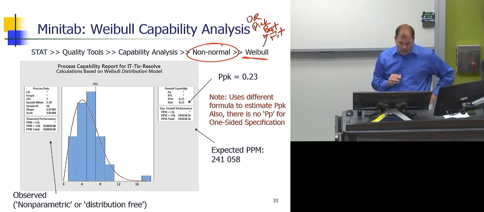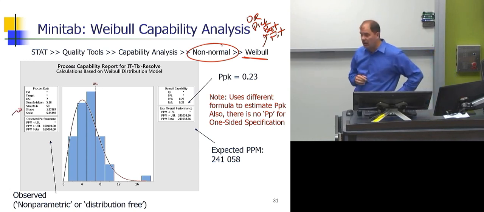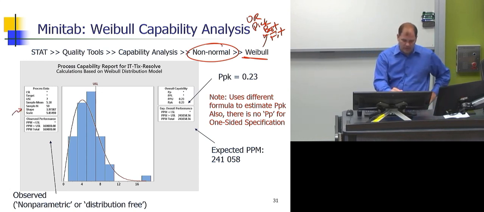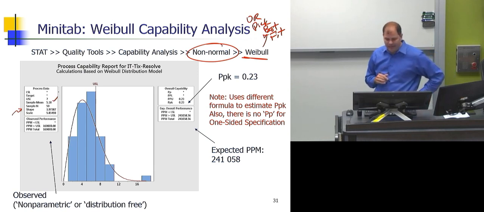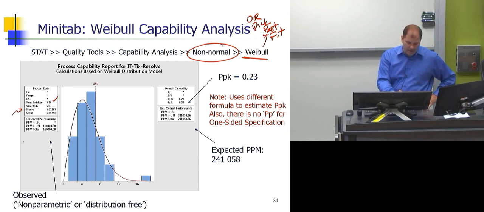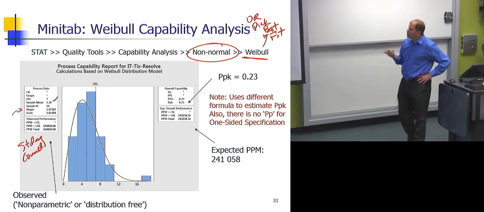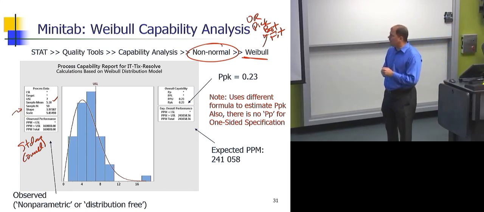If we do a Weibull, a couple things we notice. Minitab will give us shape and scale of the Weibull. It will give us a sample mean. Disappointing to me, it does not give me the standard deviation overall, but it doesn't. But we're given a mean, a shape, and a scale.